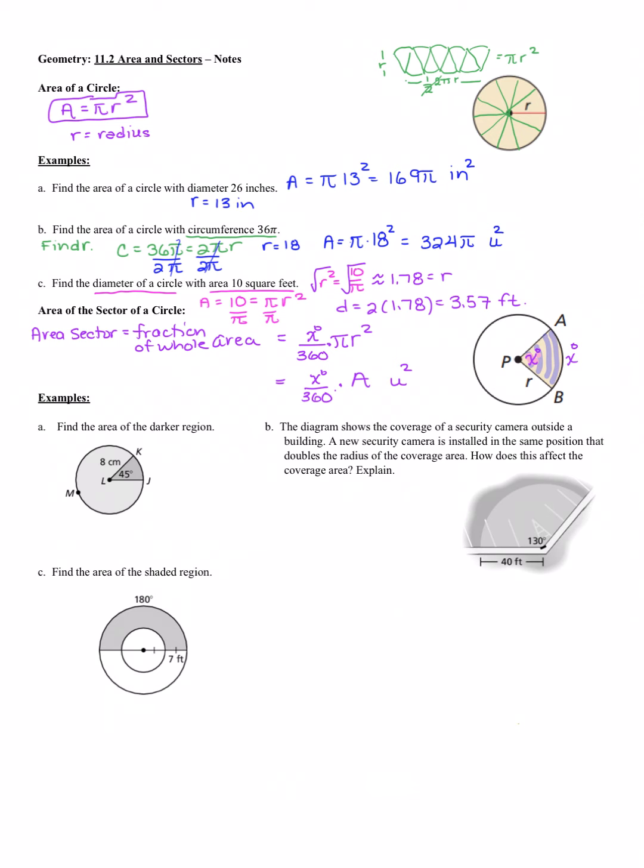All right, so let's look at a few examples. We have here a shaded region, and we want the shaded darker region, which has a 45-degree arc measure.